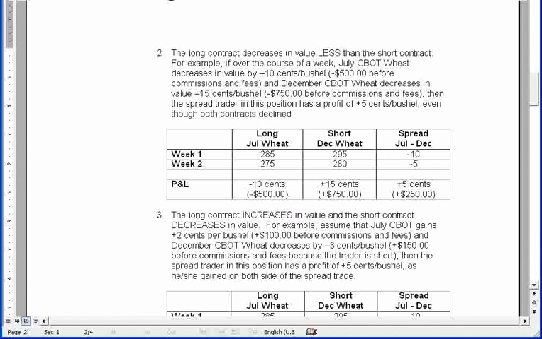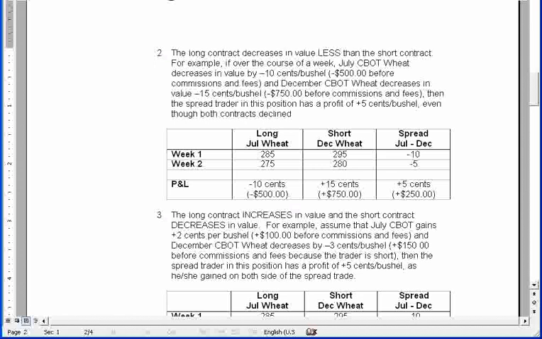Instead of the market rallying this time, wheat prices break. Our July contract drops 10 cents, goes from $2.85 to $2.75. We're not happy about that. We just took a 10 cent or $500 hit on that. Now, we had sold December wheat at $2.95. It dropped to $2.80. We just picked up 15 cents there, $750. That's not a bad week's work. I'm kind of dancing a jig on a per contract basis.